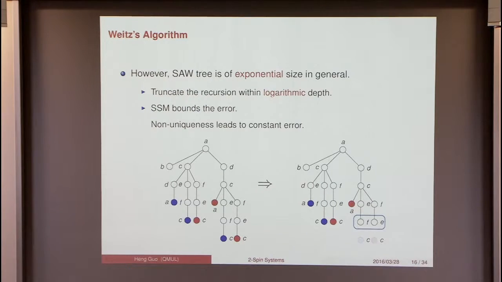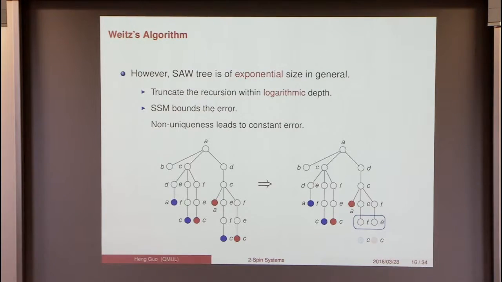So the idea is to truncate this tree, truncate this recursion, within polynomial time. That means within a logarithmic depth. Now at the boundary, where we truncate, we don't really know what the true value should be, so we just plug in some arbitrary values. Now the question is, how large is the error? And this condition of so-called strong spatial mixing bounds this error.